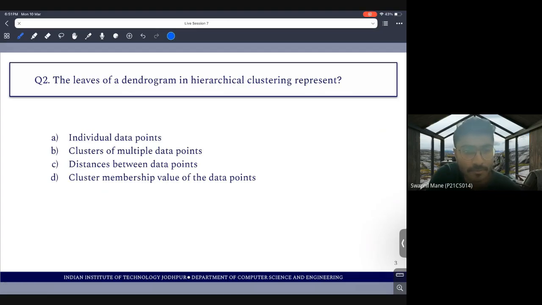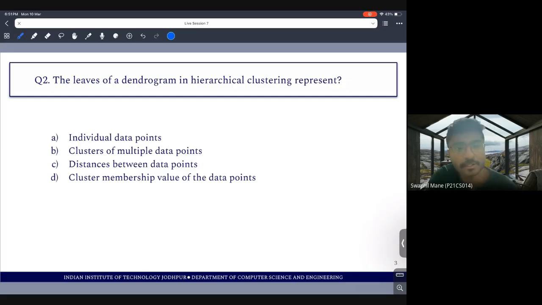The leaves of a dendrogram in hierarchical clustering represent... I hope you guys understood or are familiar with these terminologies. What exactly are the leaves? What is a dendrogram? Hierarchical clustering. In the lectures, Dr. Pabitra explicitly mentioned what a dendrogram is, what the leaves are, and what exactly the hierarchical clustering algorithm is. Still, we'll also discuss it here. There is no issue.